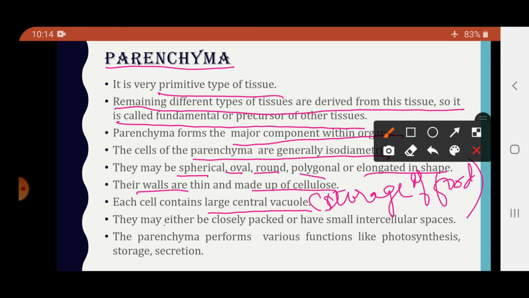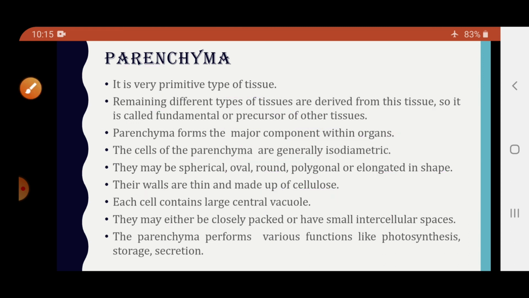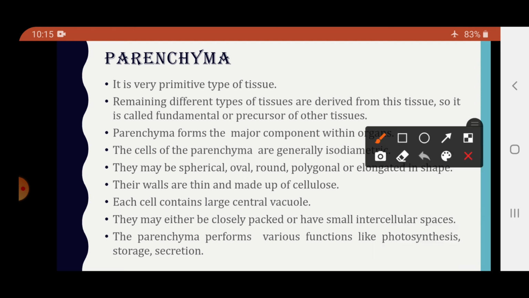It is either closely packed or may have the small intercellular space. See students, either they have the small intercellular space, देखो ये दो सेल्स के बीच में छोटी सी गैप है, या इन सर्टन केसेस दे विल बी अरेंज्ड कॉम्पैक्टली. So either they will be compactly or closely packed or may have the small intercellular space, and their main function is to perform photosynthesis, storage, secretion etc.